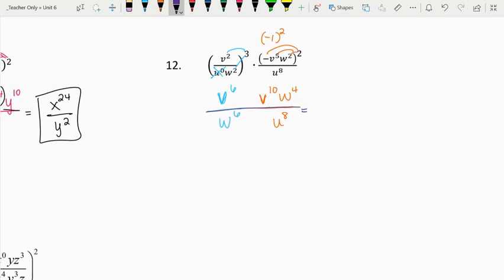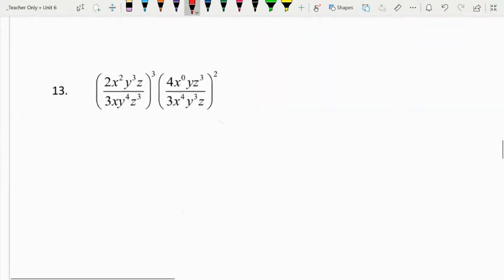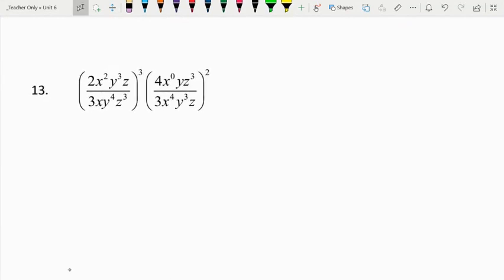So now again, we can just start simplifying, right? Think about it as one big fraction. We would add the v's, and we are subtracting the w's. So we would get w squared in the denominator because 6 minus 4 is 2, and we go where the larger one's at. Our last example here is a longer one. So again, I'm just going to focus on the inside, right? So if I focus on the 2 and the 3, nothing can happen, right?